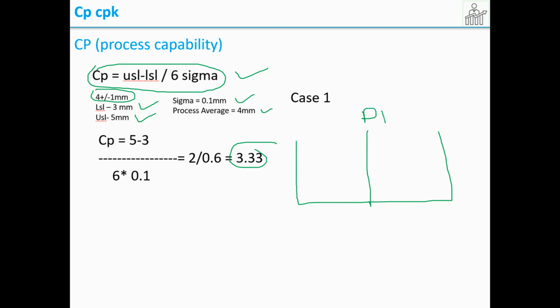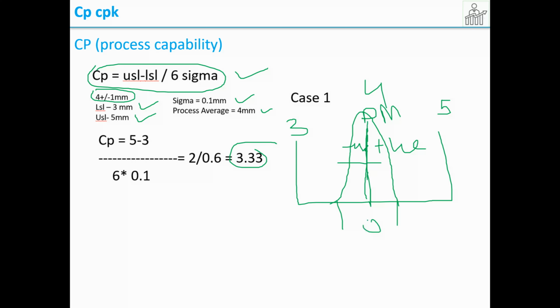This is your drawing mean, 4. This is your 5, USL, and 3 is the LSL. So what is the process mean here? 4. That means the process mean and drawing mean are overlapping. From 4, 0.1 mm positive and negative variation is happening. Therefore, the distribution is like this, and the standard deviation is very, very small. Therefore, the CP is very good. It is more than 3.